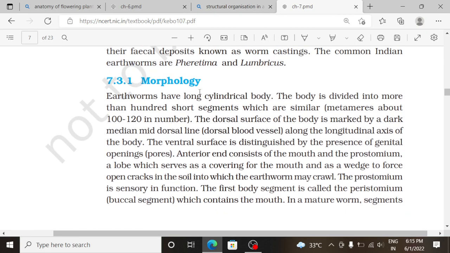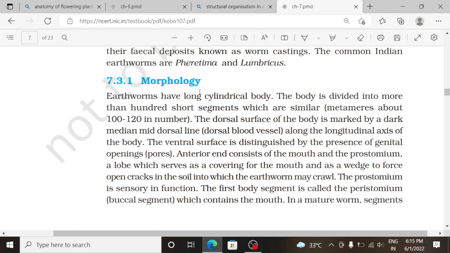Morphology. Earthworms have a long cylindrical body. The body is divided into more than 100 short segments which are similar, metameres, about 100 to 120 in number. The dorsal surface of the body is marked by a dark median mid-dorsal line, that is the dorsal blood vessel, along the longitudinal axis of the body.